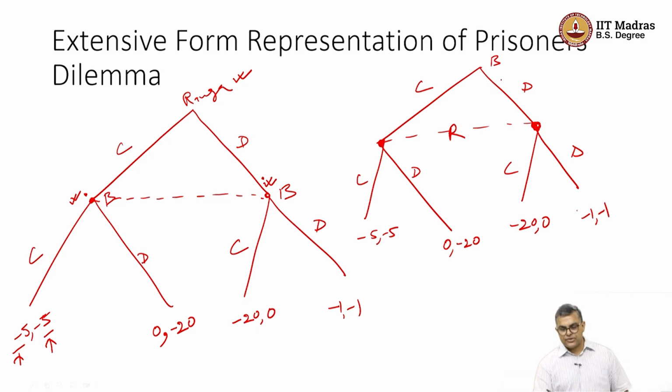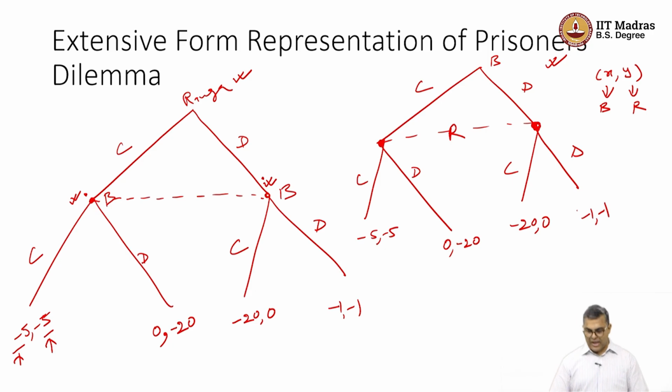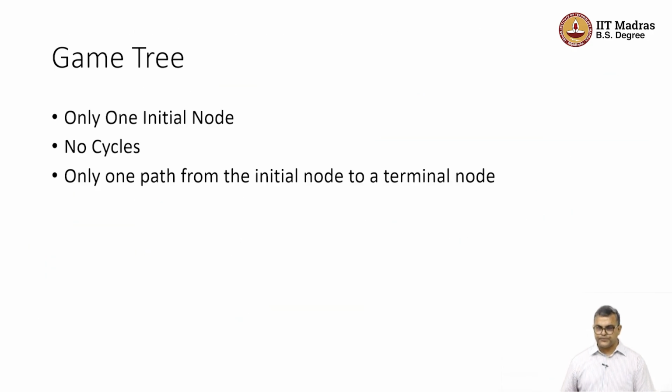Good practice is to clearly indicate where payoffs are given as x comma y, x is the payoff of Billa and y is the payoff of Ranga in this particular game. Then there would not be any confusion. So, you have to be clear about it.